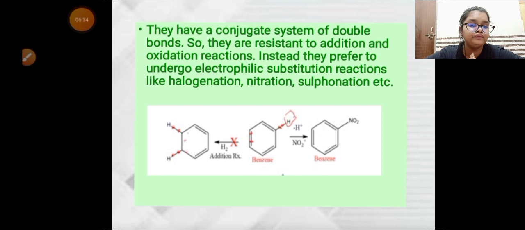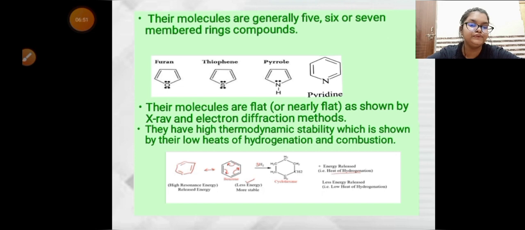Why do we do electrophilic substitution reaction? Because our benzene has high pi electron density. That's why we do electrophilic substitution reaction. The next property is the molecules are generally 5, 6 or 7 membered ring compounds like furan, thiophene, pyrrole, 5 membered ring, and pyridine, 6 membered ring compound.